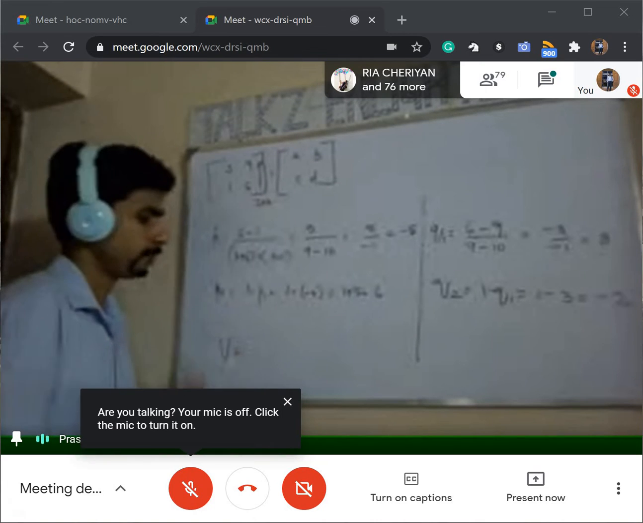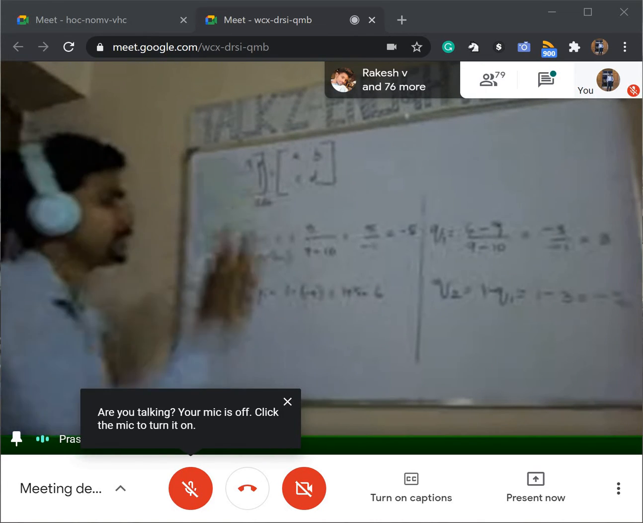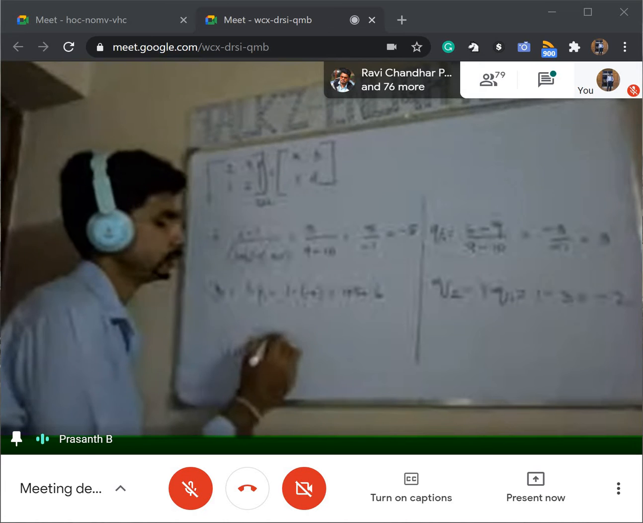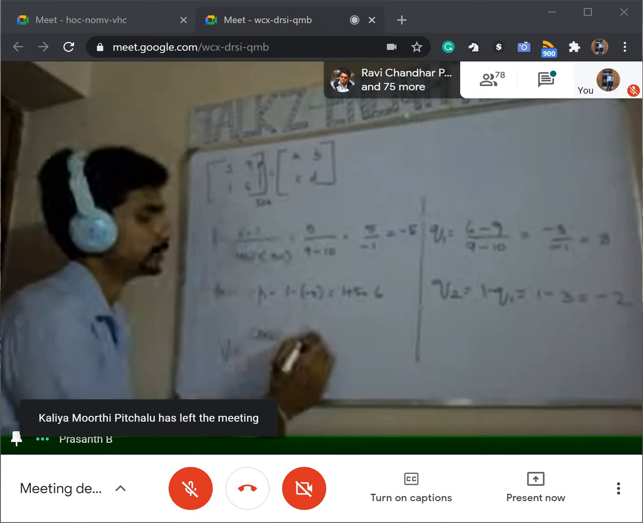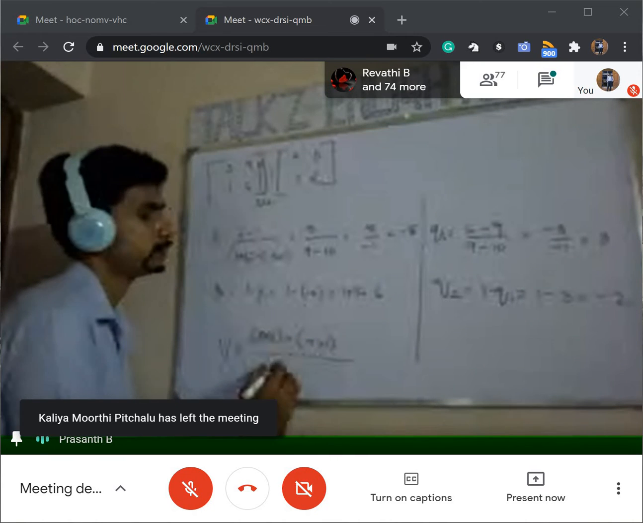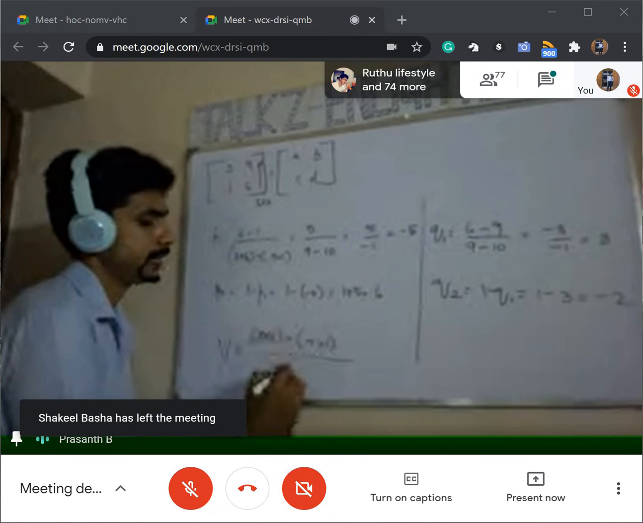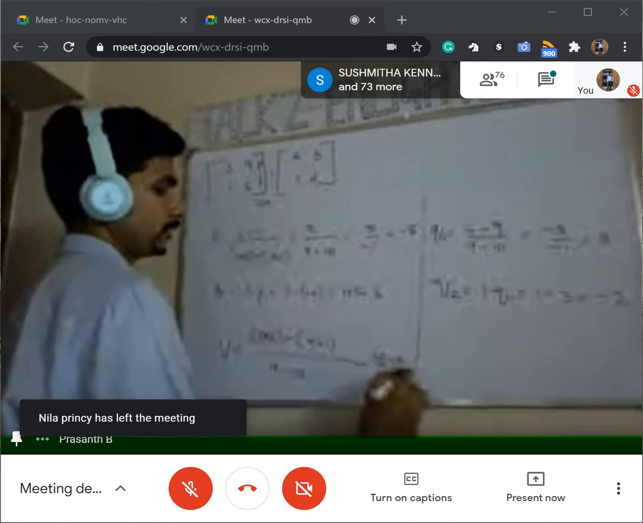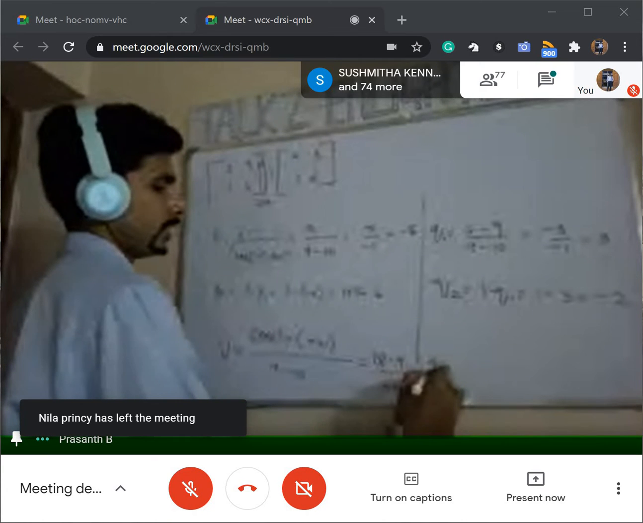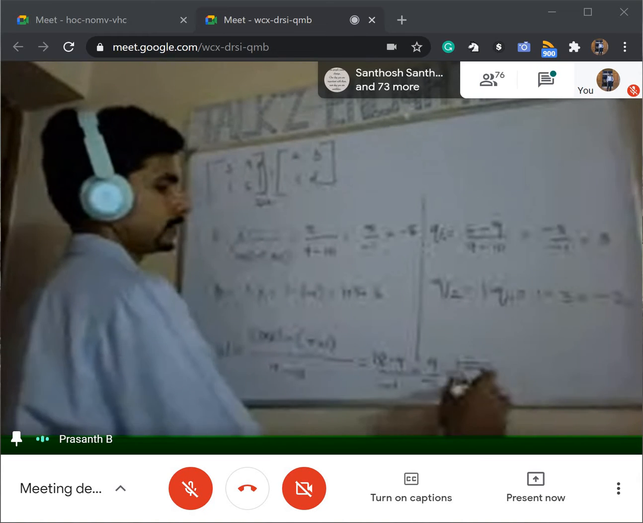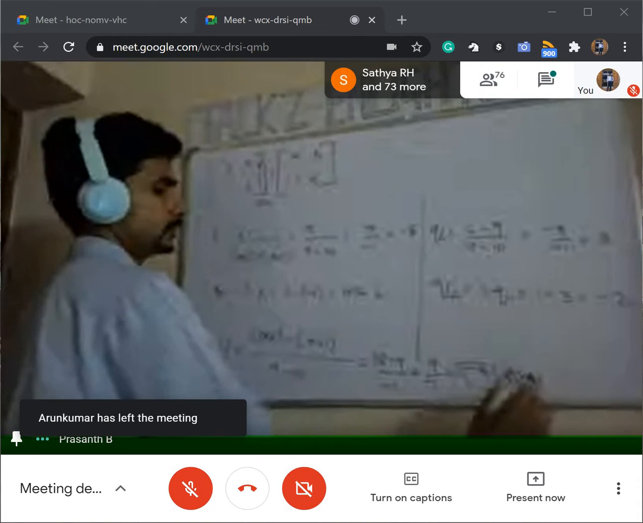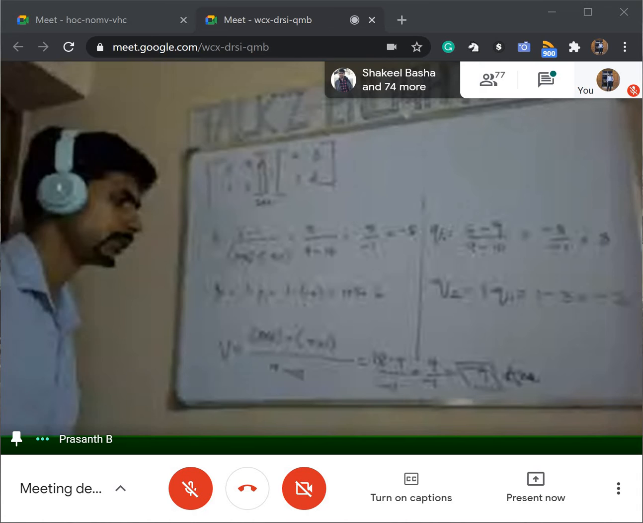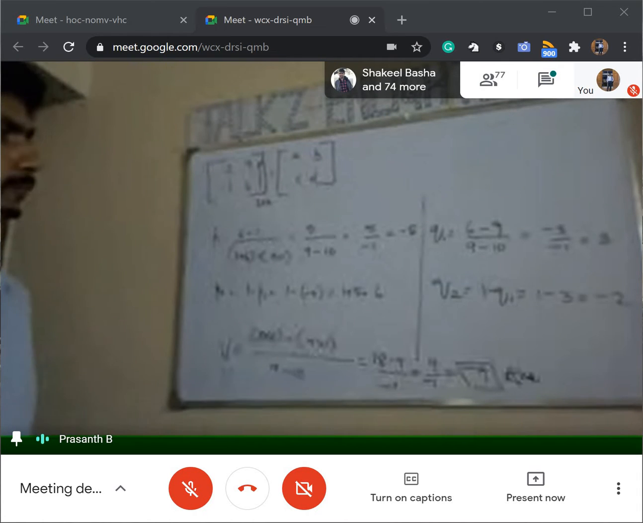Okay, and the value of the game V will be equal to (AD minus BC) divided by the sum of the diagonal difference. I better write it like this. So 3 into 6 minus 9 into 1 divided by 9 minus 10. Same thing. So 18 minus 9, so that will be 9 by minus 1. So minus 9. This is the answer. Minus 9 is the value of the game.